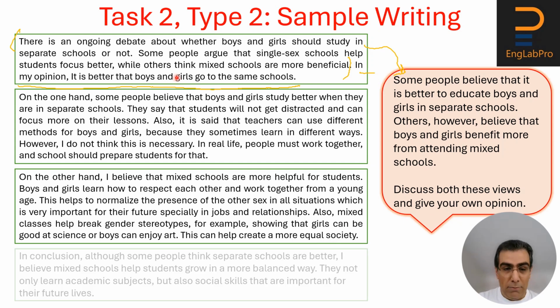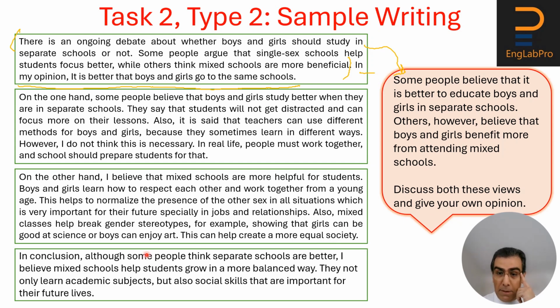And in the conclusion, we should state our own view again by referring to the reasons that we had in the second body paragraph. In conclusion, although some people think that separate schools are better, I believe mixed schools help students grow in a more balanced way. They not only learn academic subjects, but also social skills that are important for their future lives.